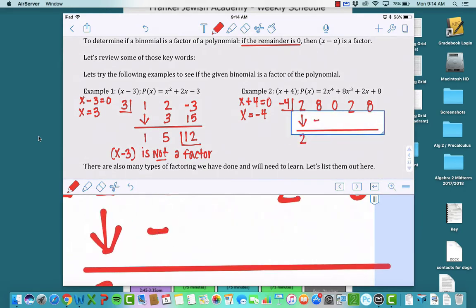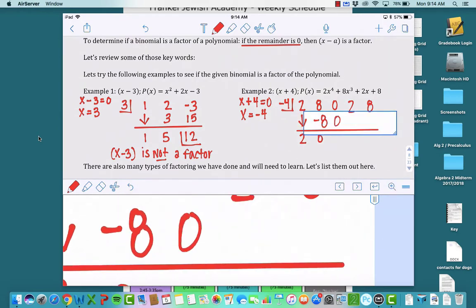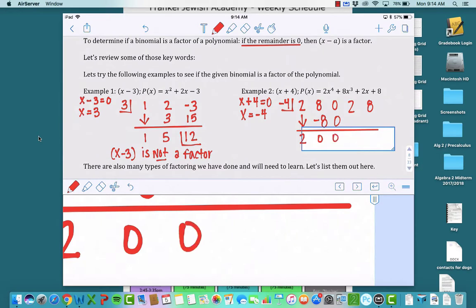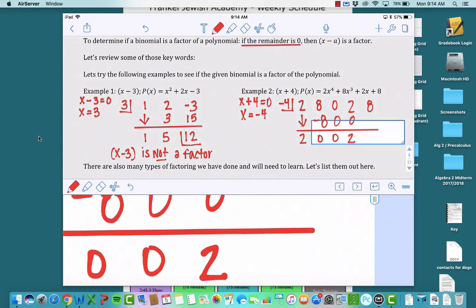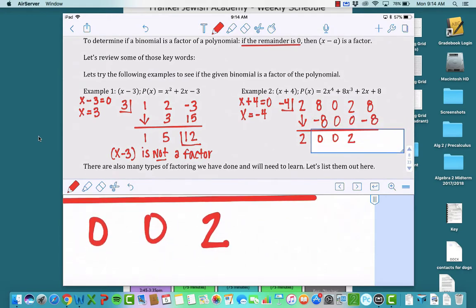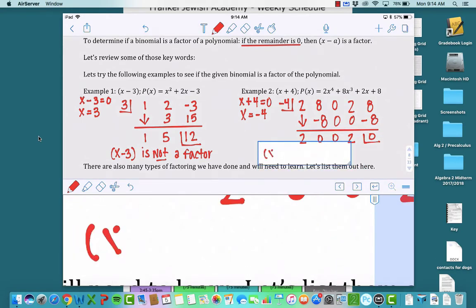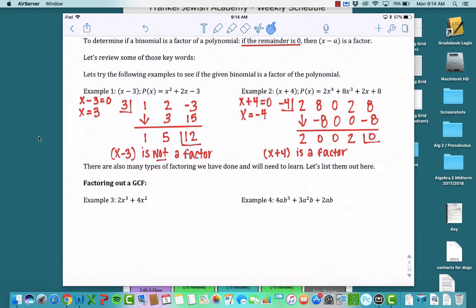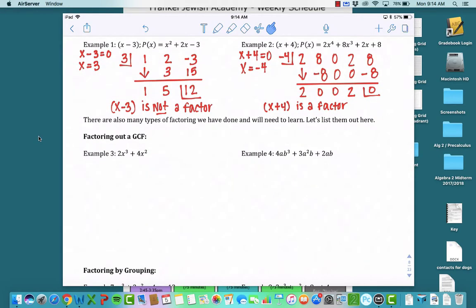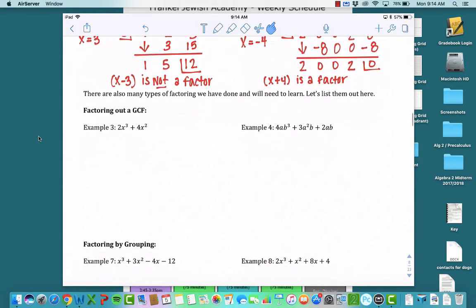So I plug it in, bring down the 2. 2 times negative 4 is negative 8. 8 plus negative 8 is 0. 0 times negative 4 is 0. 0 plus 0 is 0. 0 times negative 4 is 0. Then 2. 2 times negative 4 is negative 8. Hey, look at that. We got a remainder of 0, meaning x plus 4 is a factor. Now this is going to become more useful as we talk about the rational root theorem, but for right now we're just practicing finding if things are or are not factors.